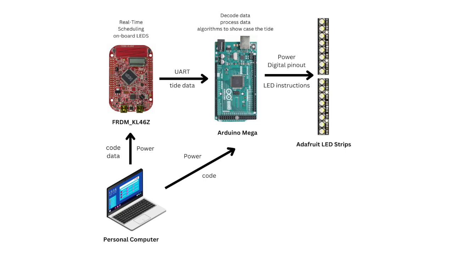The Arduino Mega receives the UART data from its serial 1 port, and then it decodes the data and processes the data. Finally, it writes out the algorithm to showcase the TIDE. Then we have the Adafruit LED strips connected with the power, ground, and digital pinouts of our Arduino Mega board. It receives instructions and showcases the LEDs as the TIDE we needed.